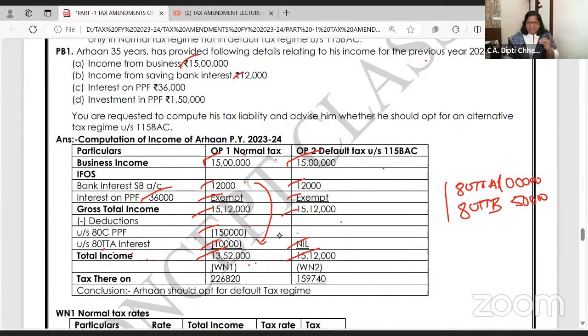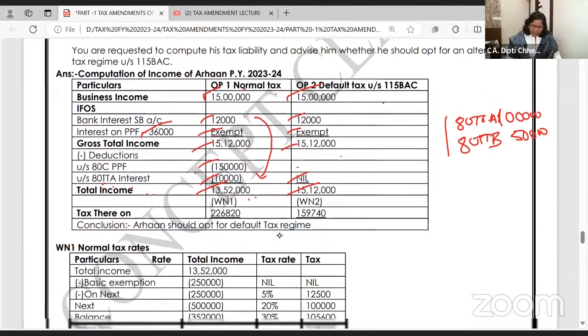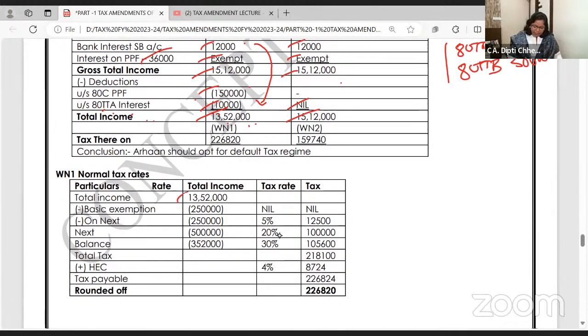And if you see my Sarthi taxation batch material, it's the way students should write an exam. Minimum notes and proper neat presentation, which will help you get good marks. Chalo aage? Right. Now 13,52,000, normal tax rate.